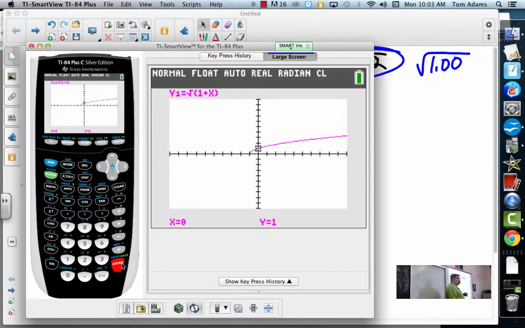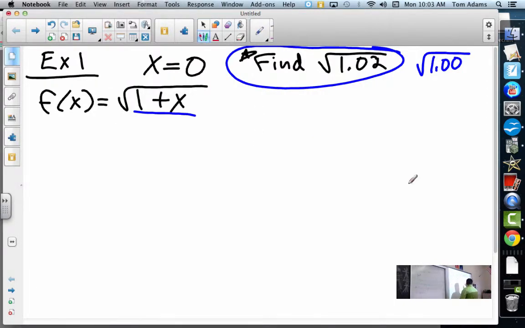Okay? Now what we're really interested in, though, is when x equals 0.02, because 1 plus 0.02 gives me the square root of 1.02. Does that make sense? You guys with me so far? Okay, good.